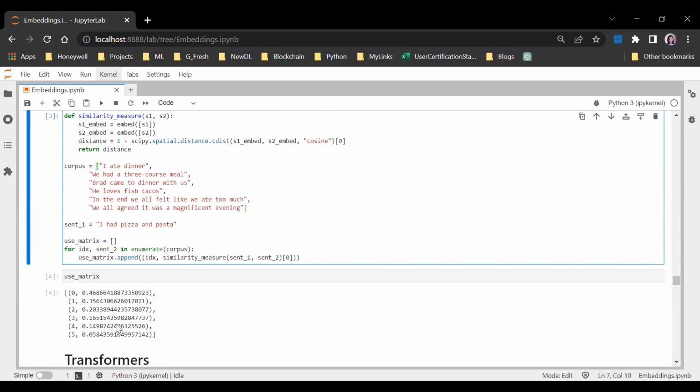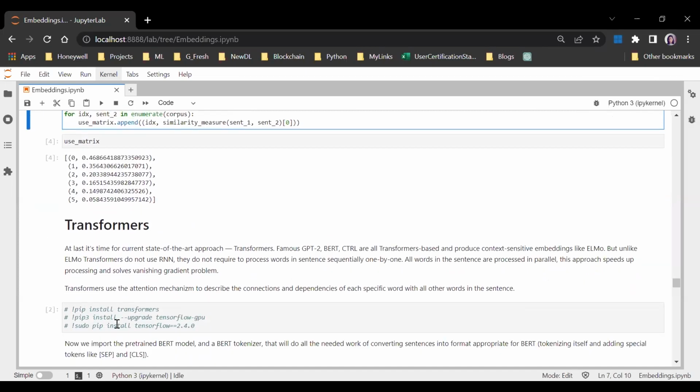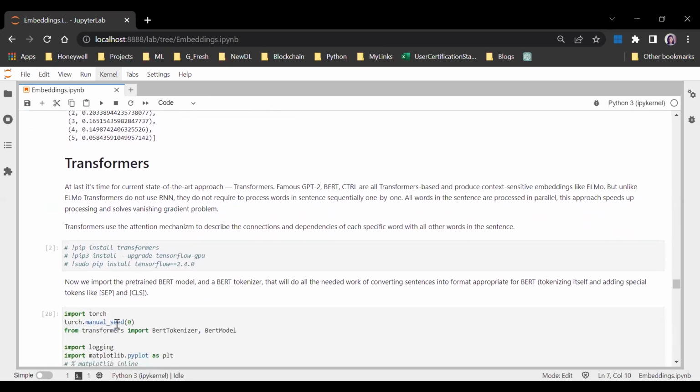Now, apart from that, USE internally uses the transformer as one of the architecture approaches, but we can even directly use the transformer architecture. There are some state-of-the-art models like BERT and GPT that give better results as compared to the other simpler models, and these models capture the underlying context very well. So this is how we can use the transformer architecture for generating the embeddings.